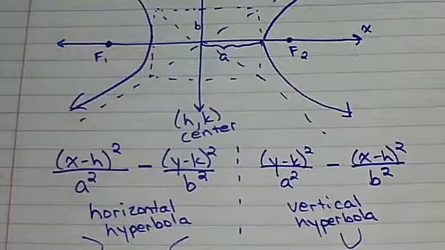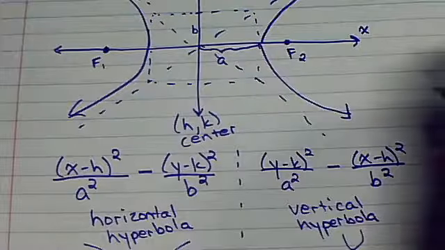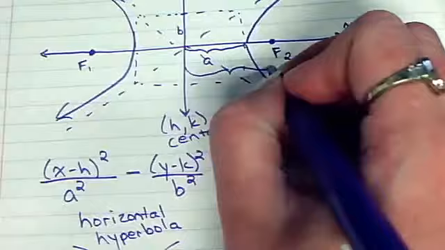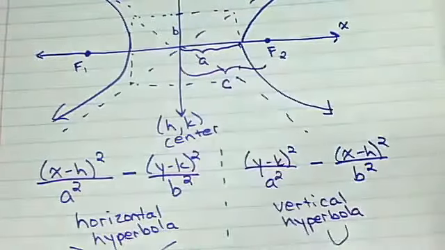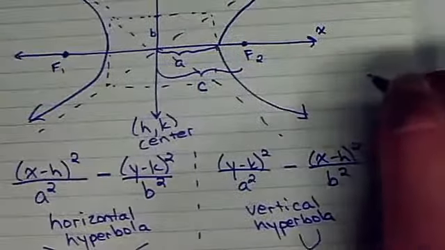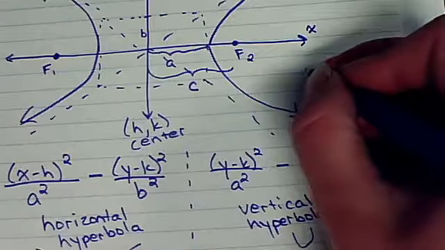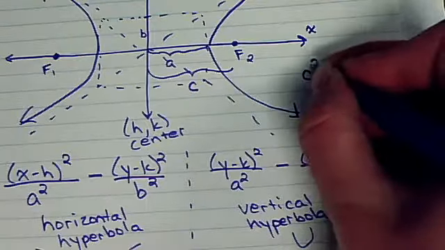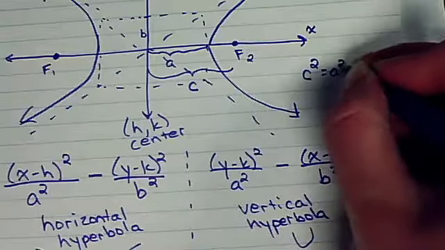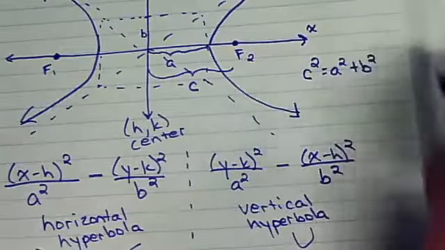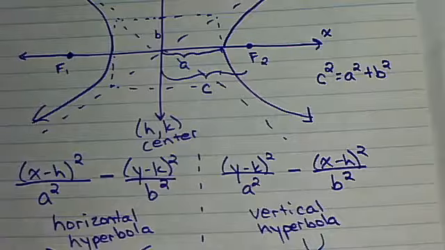Let's see what else I forgot to tell you. Oh! How to find the foci this time. Now we still have a distance c, just like we did on the ellipses. But to find c, on the ellipses, we took the difference of a squared and b squared. On the hyperbola, we're going to add them together. So let's look at an example. It'll be a lot easier when you see it all put together.